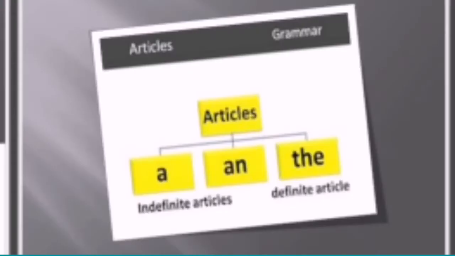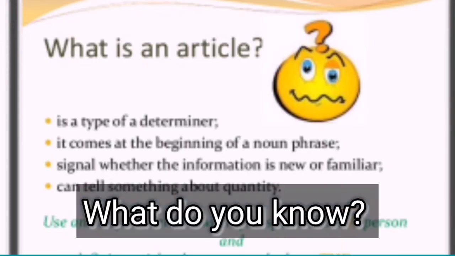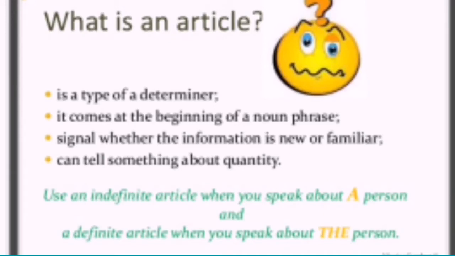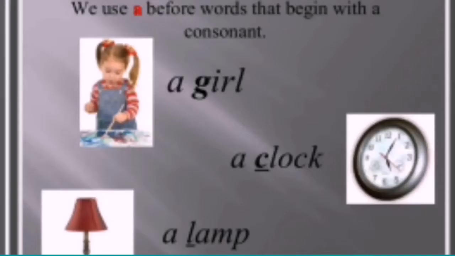Let's review. What are the articles? Just tell me what is an article. What do you know about it? Think about it. It's a type of determiner and it comes at the beginning of a noun phrase. And we have learnt about articles.